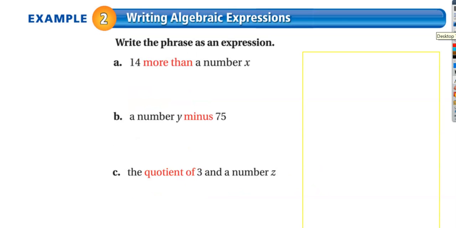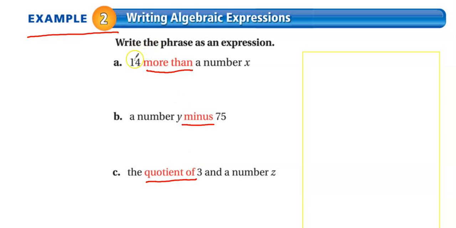Next. Here's a few more examples. This is example 2 that I want you to write down, and we have an A, B, and C. And so I've got the key phrases more than, minus, and quotient. And so it's 14 more than. That means I'm adding 14 to the number x. So I do x plus 14. And then a number minus y. This does not change the order. It is just the way it looks. Y minus 75. And then the quotient of 3 and a number z, you could write it like this.